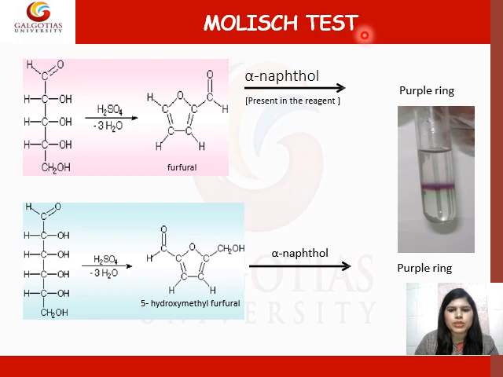Molisch test is a sensitive but non-specific test and is given positive by all types of carbohydrates, that is monosaccharides, disaccharides and polysaccharides. If oligosaccharides or polysaccharides are present, they are first hydrolyzed to monosaccharides, which are then dehydrated to give the test positive.